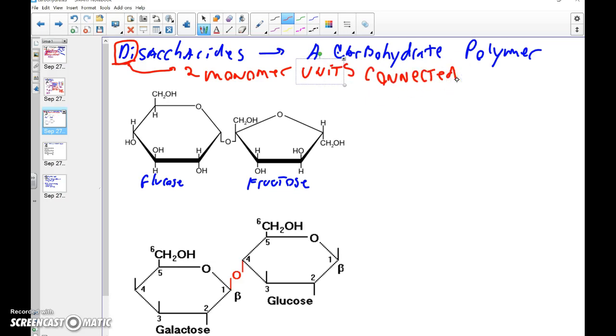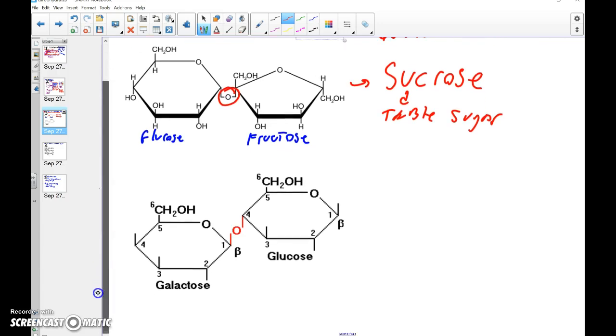Right here, you have glucose connected to fructose, and you can see that they're bonded around one of the oxygens. Glucose and fructose connected is a disaccharide known as sucrose. You're very familiar with sucrose, because this is what we know as table sugar. So your table sugar is actually not a monomer, it's a polymer of carbohydrates. Your body breaks it down into glucose and fructose and then uses the glucose and fructose.